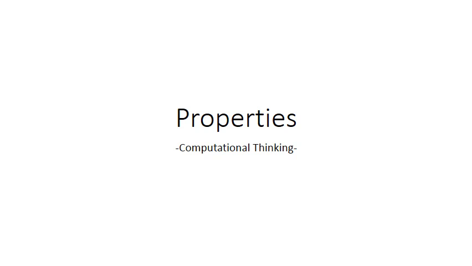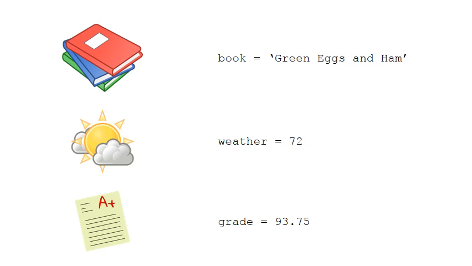Hello! Today we'll be learning about properties, which are arguably the most important part of any program. Properties are used to represent things to a computer. These representations are called abstractions. For instance, we might abstract a book as the text of its title.